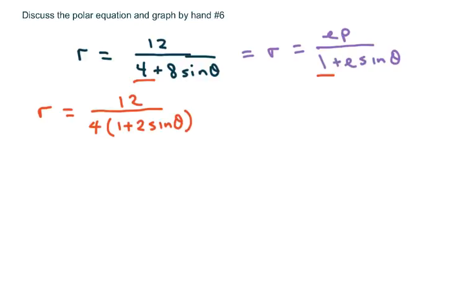And then 4 goes into 12 3 times. So there's our new equation. So let's figure all this out. We have ep equals 3. We have e equals 2, which is greater than 1. So that tells us this is going to be a hyperbola.